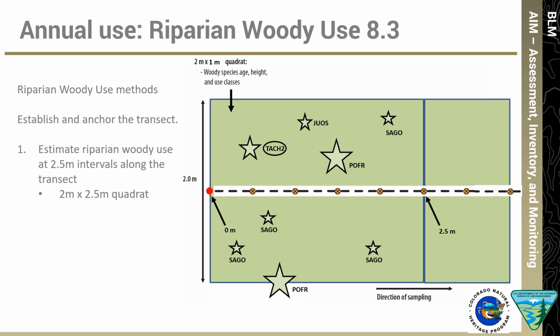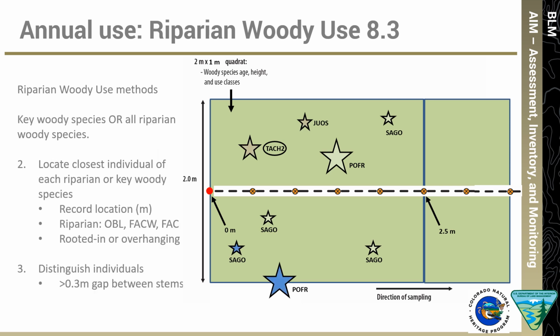The riparian woody species use quadrat is 2 meters wide, 1 meter on each side of the tape, by the length of the sample interval, which is 2.5 meters. Use a 1 meter or 2 meter rod to define the 2 meter width of the quadrat. Riparian woody use may be measured on specific key species that are identified by the monitoring objectives of a site or project, or riparian woody use may be measured on all riparian woody species. Make sure to check with your project lead to determine whether riparian woody use will be measured on all riparian woody species or on specific key species.